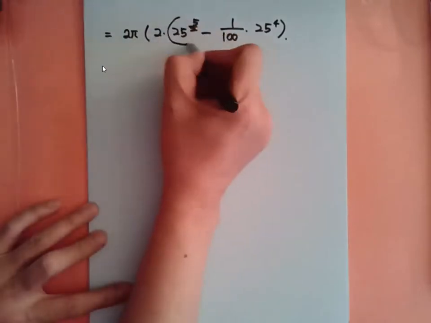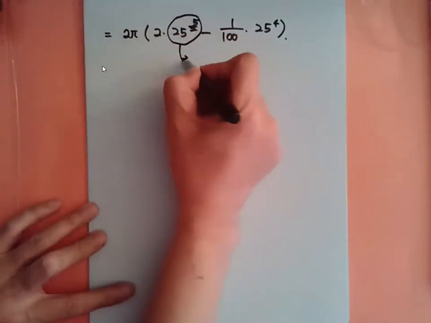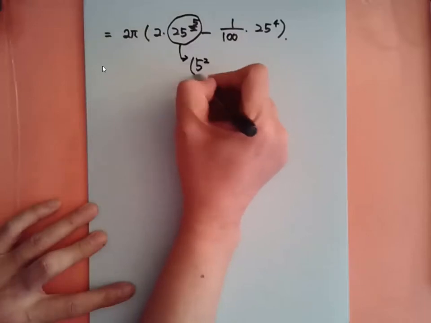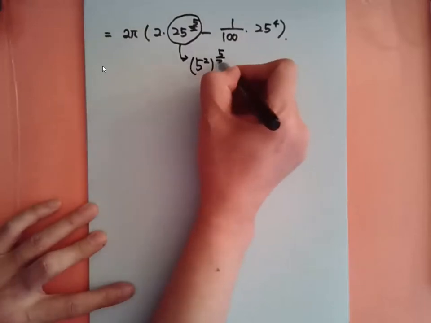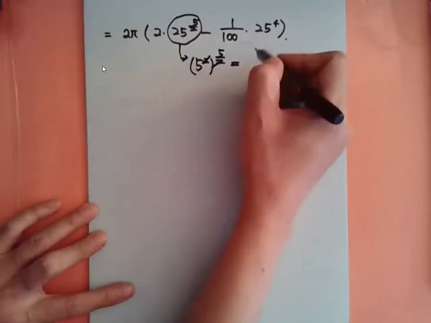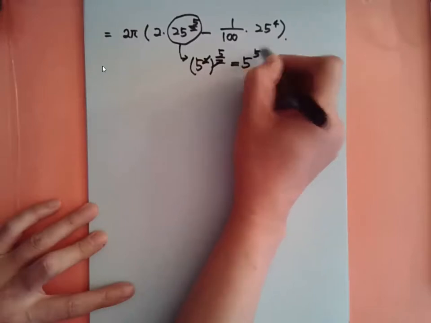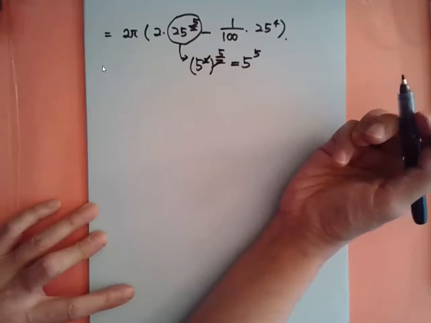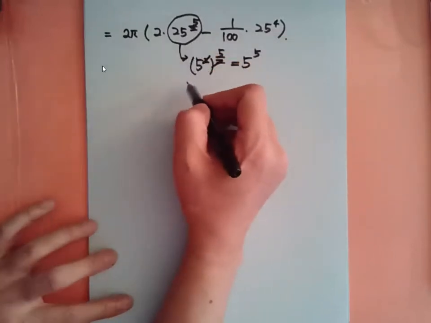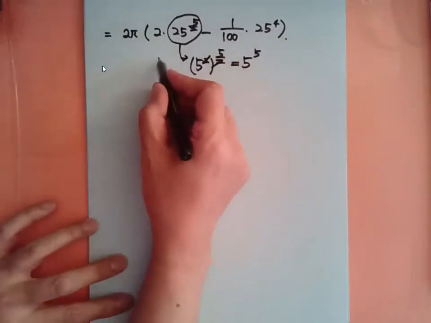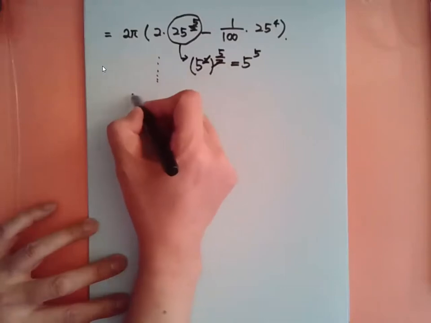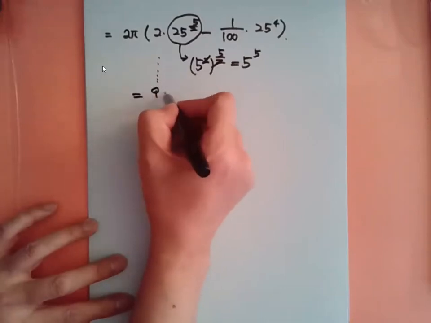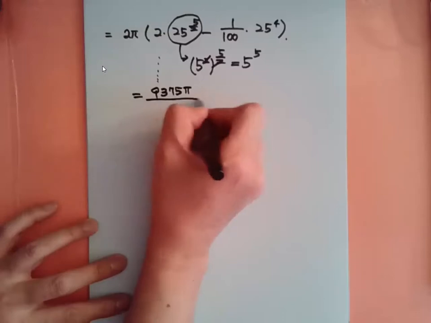So for this part, 25 is 5 squared, and with the 5 over 2 power, those two will cancel each other, and that is 5 to the 5th power. After you get this, the remaining step is a mechanical step, which I don't like to go through. Then you will end up getting 9,375 pi over 2.